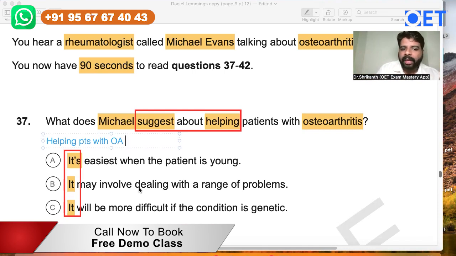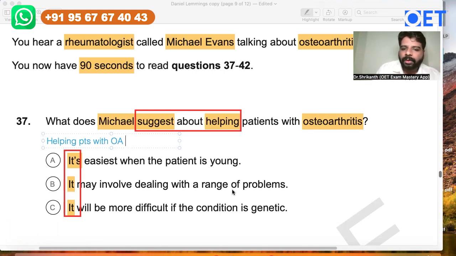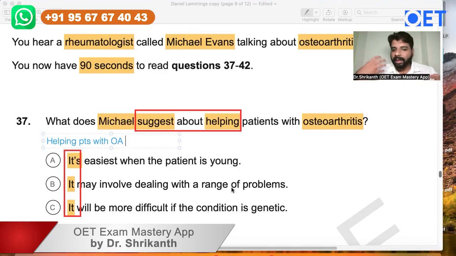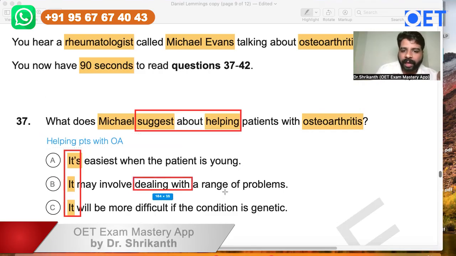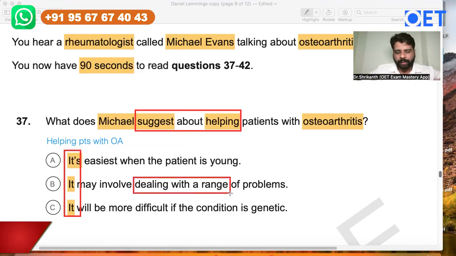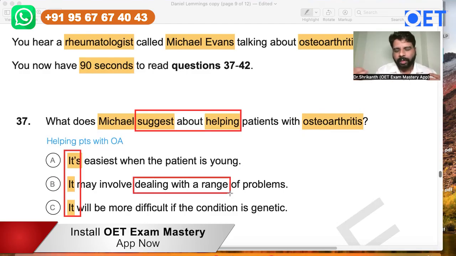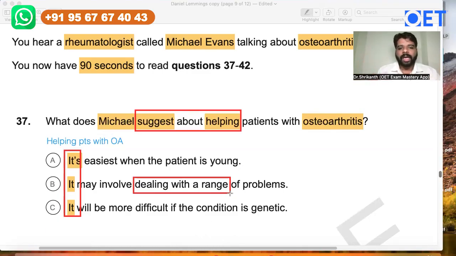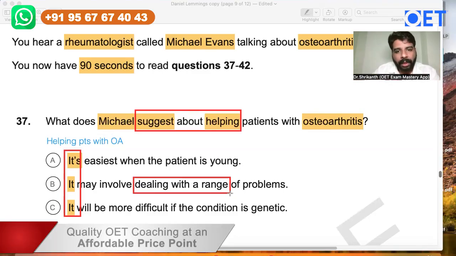Helping patients may involve dealing with a range of problems. So if we want to help a patient suffering from osteoarthritis, then the rheumatologist has to deal with a range of problems. That is, if I want to help a patient suffering from osteoarthritis, I have to deal with so many problems. Problem one, problem two, problem three. It is not just one single problem. So many problems I have to deal with if I want to help a person suffering from osteoarthritis.